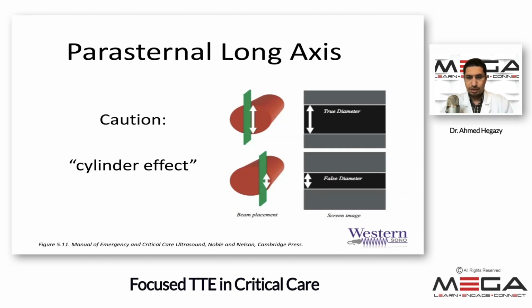So the way to avoid the cylinder effect is to basically tilt your probe back and forth until you see the chamber of interest, which is here, the left ventricle, look the biggest it can be on the screen. If you tilt over a bit and it starts looking smaller, that means you're foreshortened. You tilt back again, it looks the biggest. You stop right there, you hit acquire on your machine, and that's where you want to capture it. You don't want to foreshorten your left ventricle.